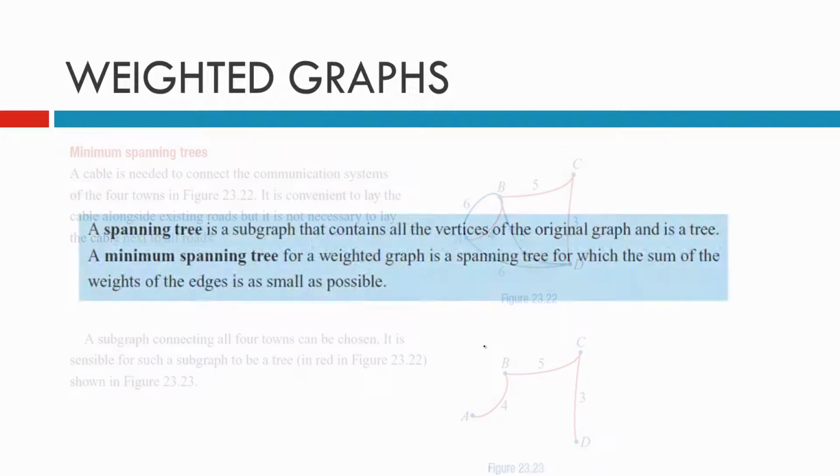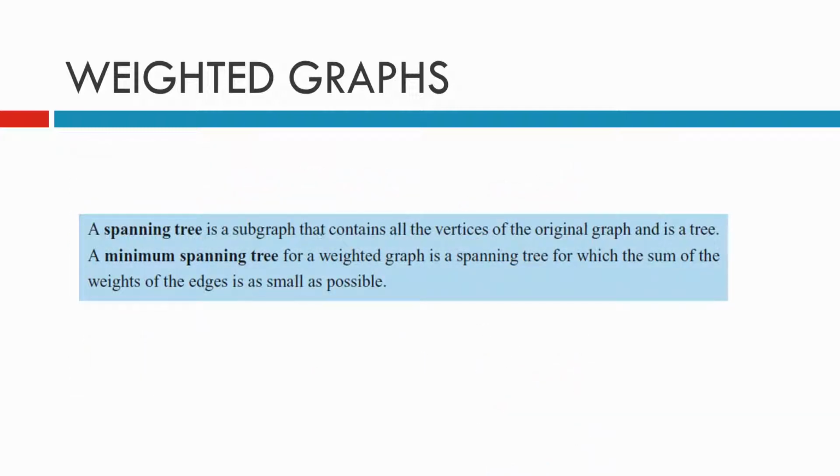A spanning tree is just a subgraph that contains all the vertices of the original graph in a tree. So we have to use all the vertices. A minimum spanning tree for a weighted graph is a spanning tree for which the sum of the weights of the edges is as small as possible. That's why we choose the smallest numbers all the time.